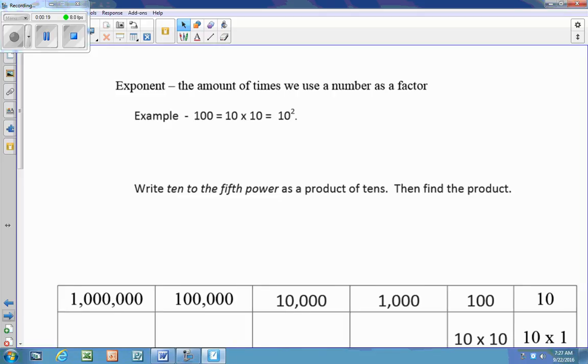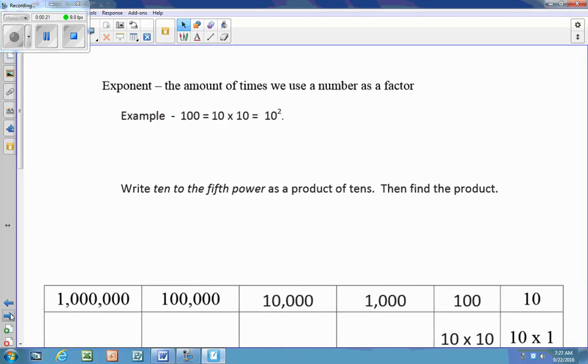In order to make 100, and you all see that the 100 is right here, I can do 10 times 10. I multiply 10 two times. That's where that little 2, the exponent, comes from.